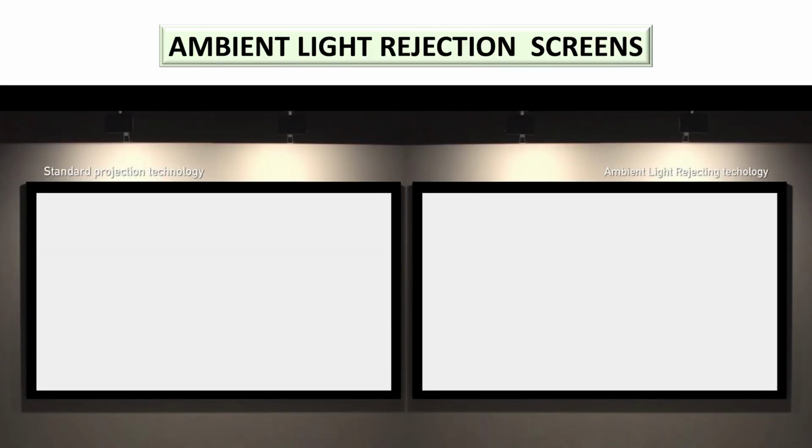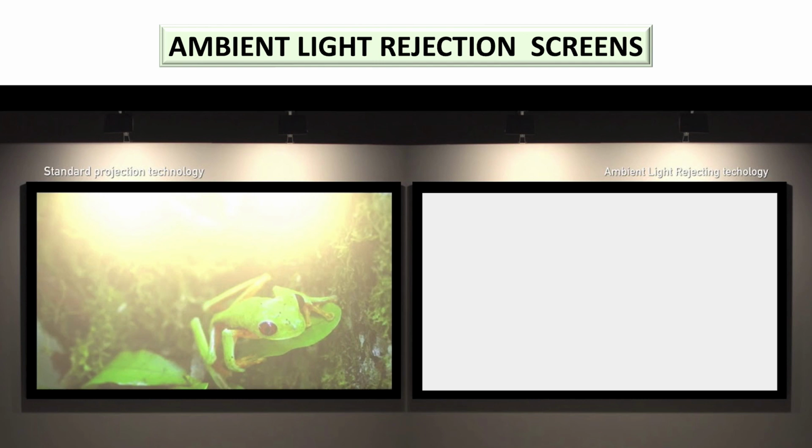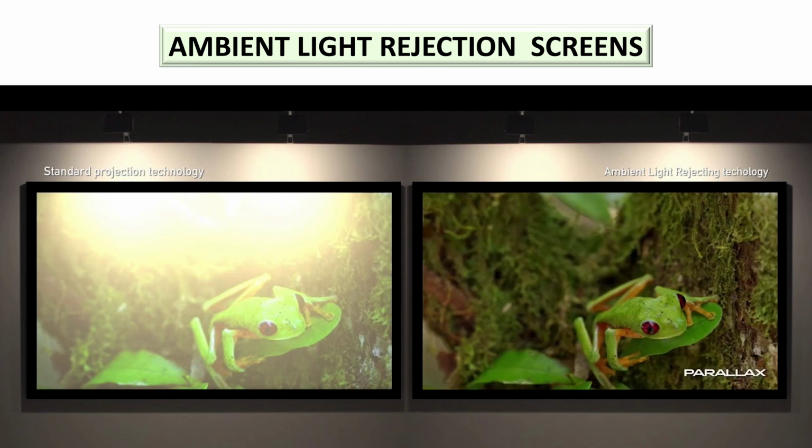So on the left is using a standard projection screen. So if you have lights shooting from the top, and it's very common, ceiling lights, and a lot of the ceiling lights are spilling onto the screen, and then you get this very washed out image on the screen. Something like what you see on the picture here. Now with ALR or ambient light rejecting technology, you will get much better image without that washed out effect.